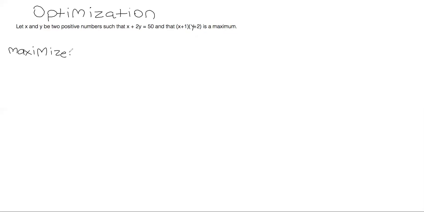Maximize the product of x plus 1 and y plus 2. So having this being the function that we are trying to maximize, this is our expression we want to maximize, this one must be the constraint.